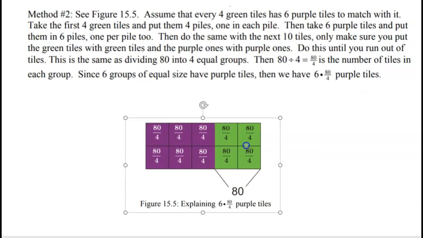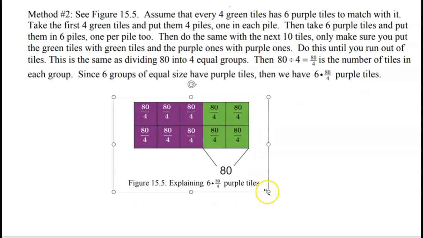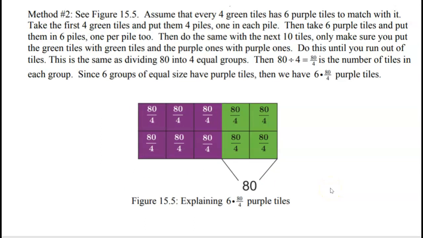All right, assume that every 4 green tiles has 6 purples to match with it every time. So every time we take the first 4 green tiles and we put them into 4 piles, 1 in each pile. So here we've got 1, 2, 3, 4 piles, 1 in each pile. Then we would take 6 purples and put them in 6 piles, just like that. 1, 2, 3, 4, 5, 6. And then we would do it again with the next 10.